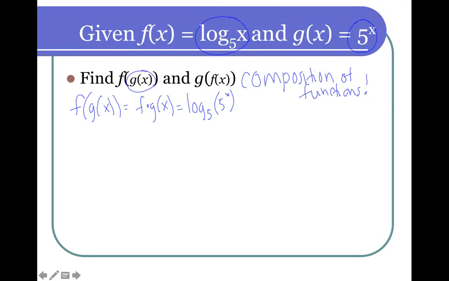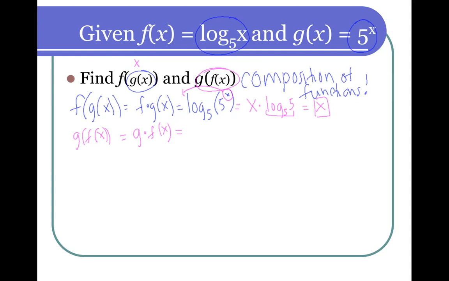Like a new pen color, maybe a nice magenta. So I'm going to use the bring down property, and I'm going to bring that out in front. You might already know what's going to happen, but I'm going to do that anyways. x times log base 5 of 5. Well, this piece of it's just 1, so I just get x. Right, so I got x for this. What about g of f of x? Sometimes written as g of f of x.